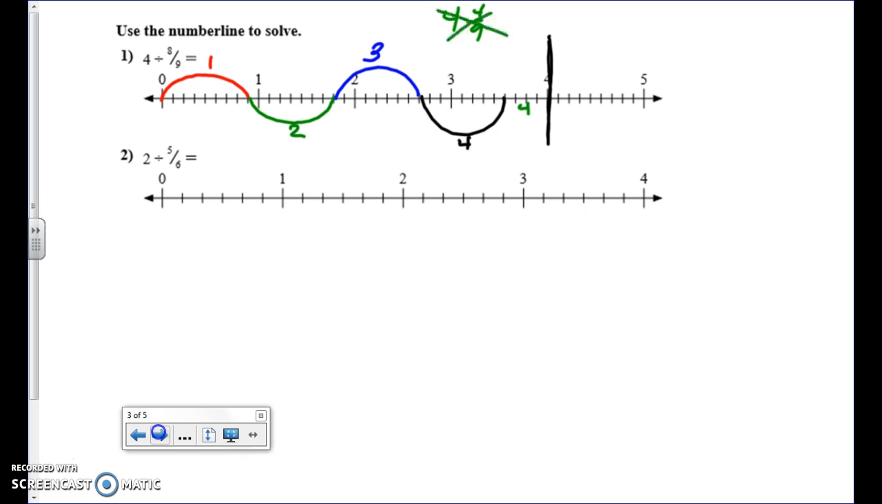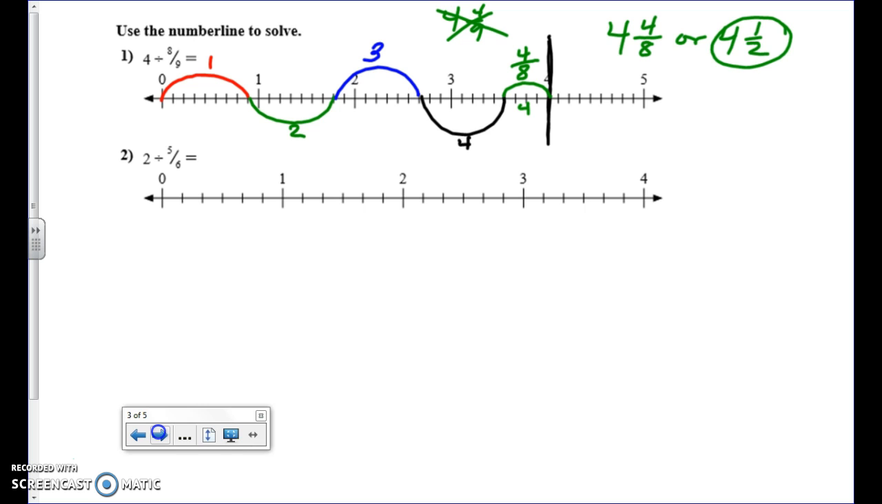I usually go 8 spaces because I'm talking about 8/9. So really, for the next one, I'm going 4 spaces out of my usual 8 spaces. So my fraction would actually be 4 and 4/8, or 4 and 1/2 would be the best answer.